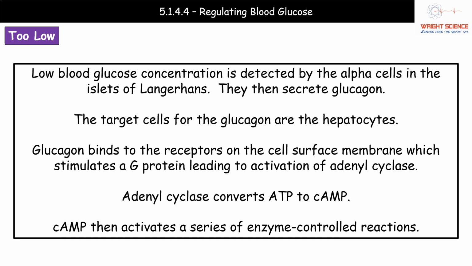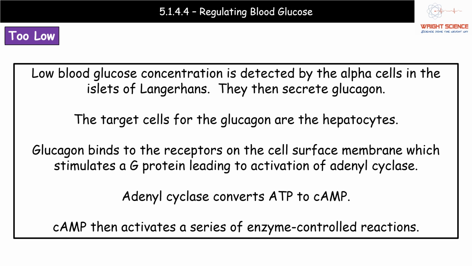And when it binds to the receptors on the cell surface membrane, it stimulates a G protein, which leads to the activation of adenyl cyclase. And adenyl cyclase converts ATP into cAMP, that's cyclic AMP, and cyclic AMP activates a series of enzyme-controlled reactions inside the cell itself.